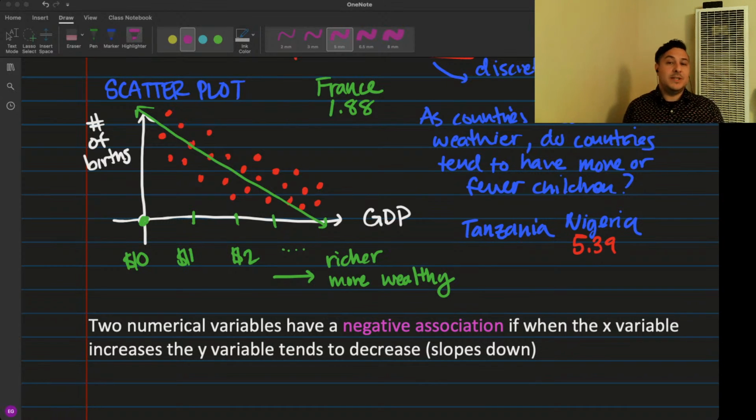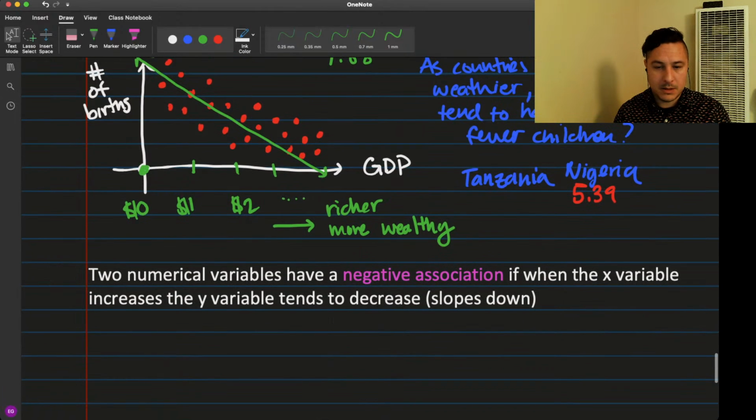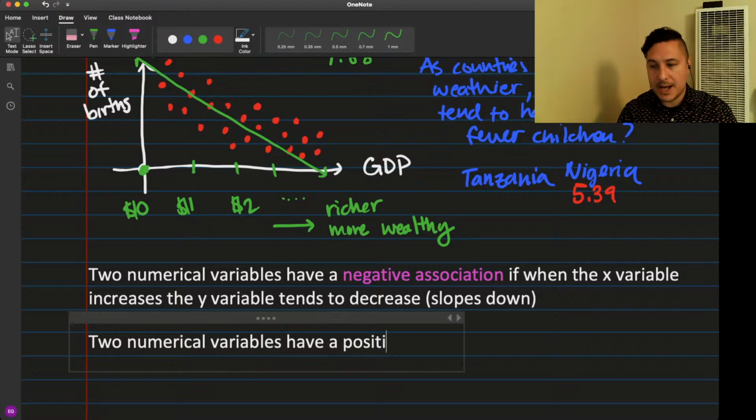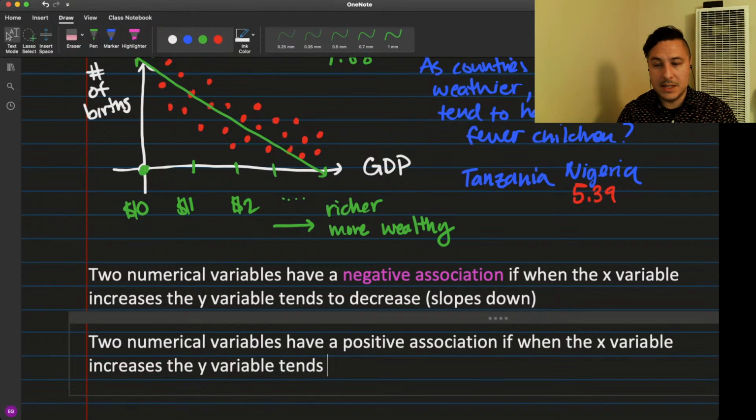If there's a negative association, what other sort of association do you expect to hear about? And there's also no association. So let's just type that down. Okay, it doesn't want to let me. Okay, so two numerical variables have a positive association if when the x variable increases, the y variable tends to increase as well. That will slope up.